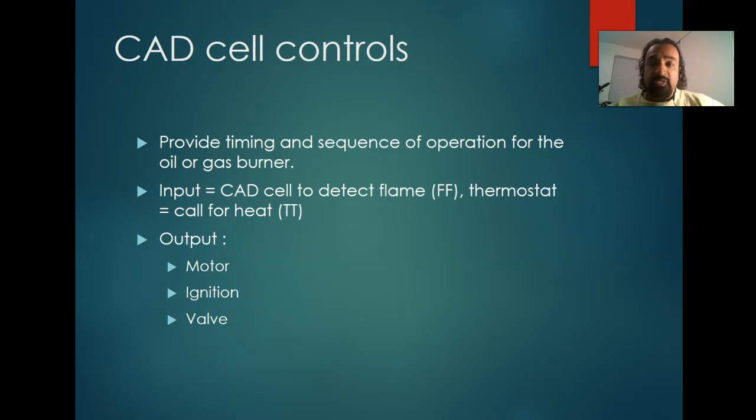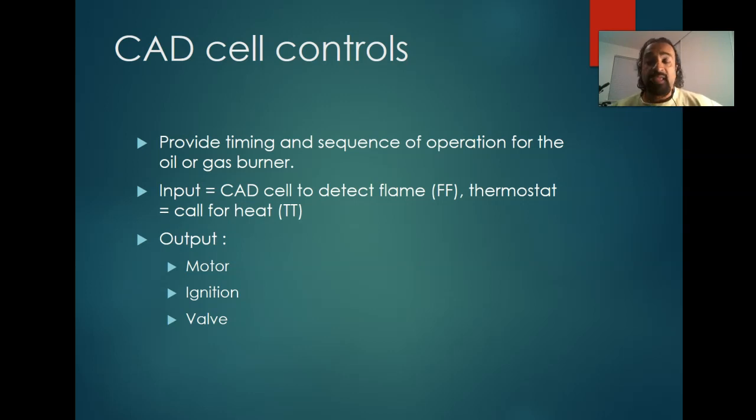Anyways, every control needs input and output, right? The input that this control is getting is from the thermostat, which tells the control that heat is needed or that we had enough heat. So that's one input. The second input is the flame. Do we have flame or is there no flame? That's the FF terminal coming from the CAD cell. So these are the two inputs.